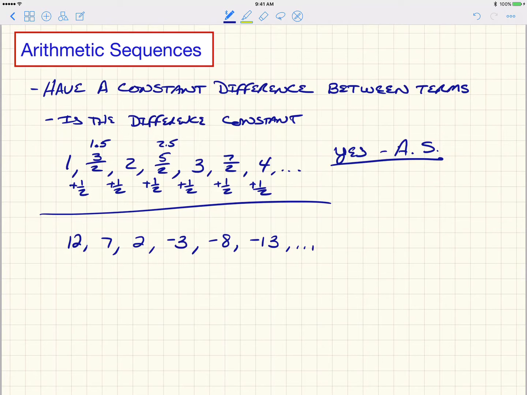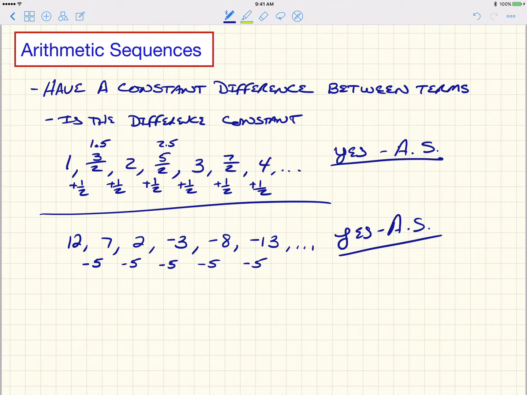My first term is 12. To get to the next term, I subtract 5. From 7 to 2, I subtract 5. From 2 to -3, I subtract 5. From -3 to -8, I subtract 5, and so on down the line. So yes, this is also an arithmetic sequence.